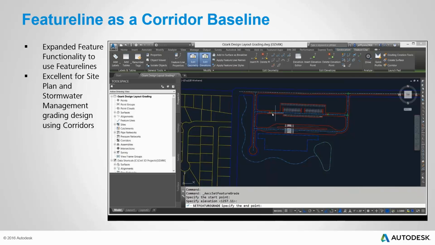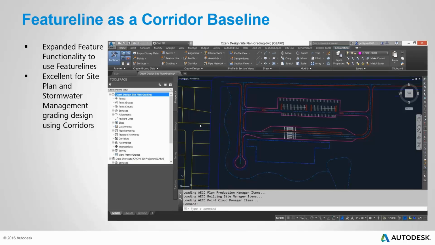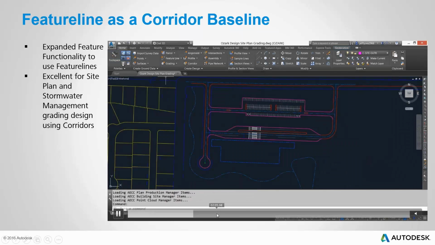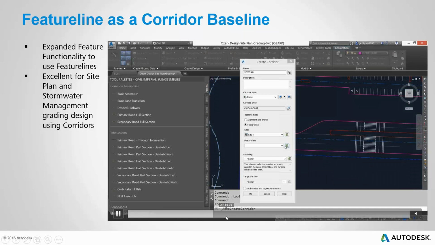The other case would be, I'm doing a parking lot and I'm doing my edge of travel ways, or my edge of parking lot, curb and gutter, or maybe it's a retaining wall, and I want all the logic of the corridor, but I want to design it as a feature line. So in this case, let me step back a teeny bit here. When I build, you'll see I now have options for using a feature line as my baseline.